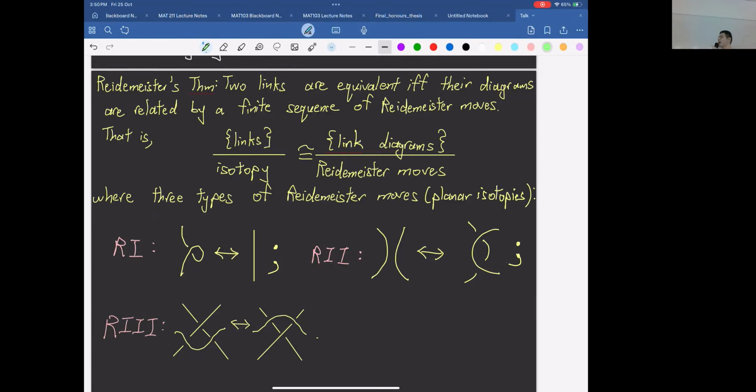How about R3? For R3, you can move your strand across any crossing. Move it past the crossing. So basically, these are the isotopies that you really need to care about. This is what the Reidemeister theorem tells you.